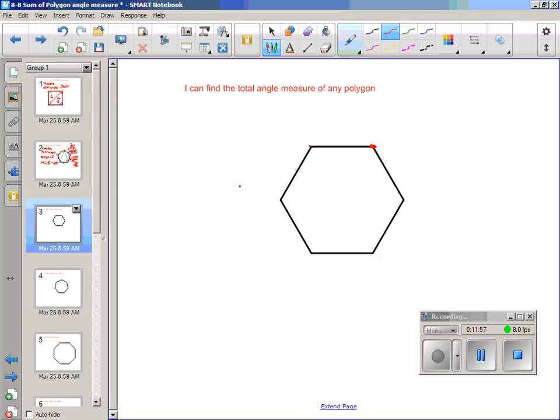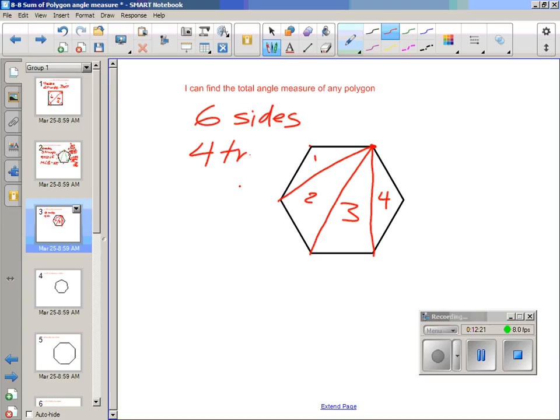That's connected, right? So we need to connect here. There's 1 triangle, right? We need to connect here. That's 2 triangles. We need to connect here. 3. We need to connect. That one's already connected, right? So 6 sides, and how many triangles? 4 triangles.